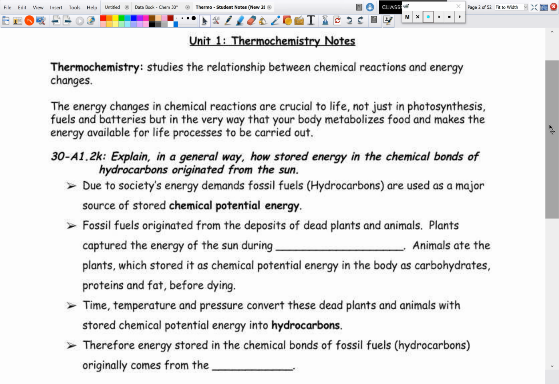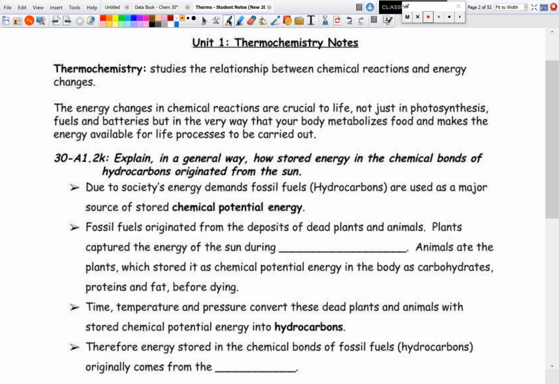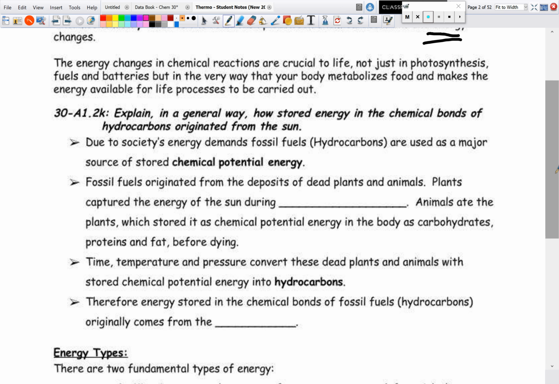Now, of course, thermochemistry is just a study of the relationship between chemical reactions and energy changes. So that's going to be a recurring thing, is that this entire unit we're going to be looking at energy changes throughout. So this is going to be crucial for life. Not only we're going to look at photosynthesis, we're going to look at fuels and batteries and everything like that.